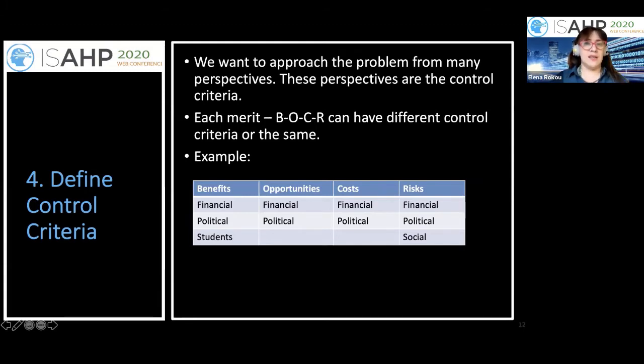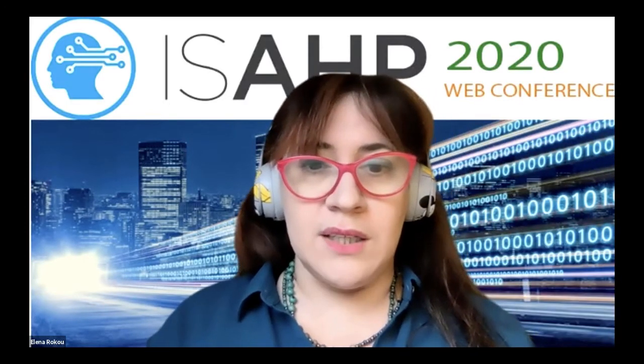Well, let me think. Now, taking the other alternative, taking the alternative of my status quo, what would happen? Well, again, there are some financial benefits to that too, and I have some political benefits, and definitely students have a lot of benefits from keeping the status as it is. So yes, I think that the control criteria, the perspectives that I'm going to analyze, will be financial, political, and students.